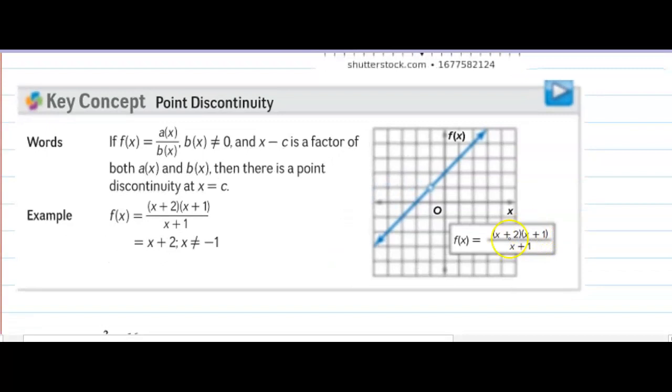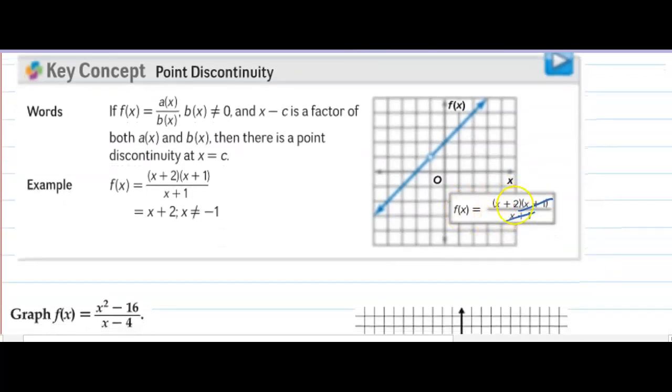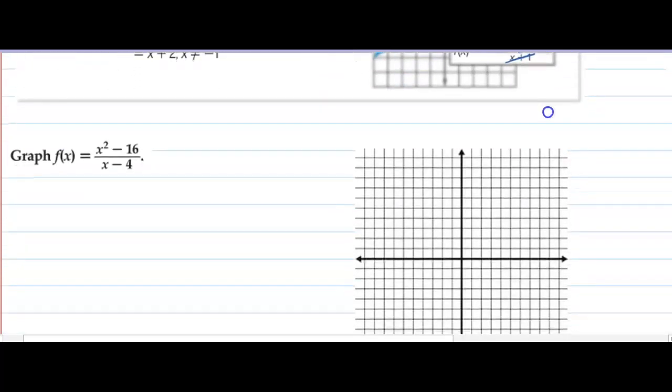The last thing I want to talk about is point discontinuity. Sometimes you have a function, and when you factor it, factors cancel out. Remember when we were simplifying our rational functions earlier in this step? And we're left with just a linear equation. And if you graph that line, it would look like this line, but there's going to be a hole in the line. That's called a point of discontinuity.